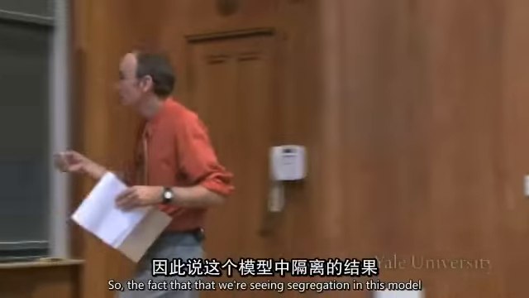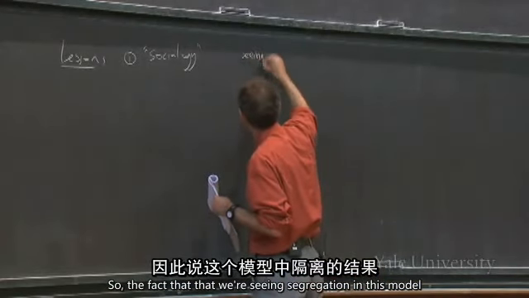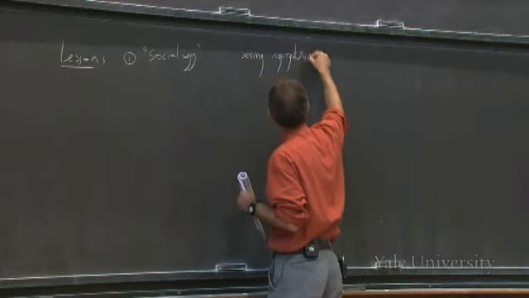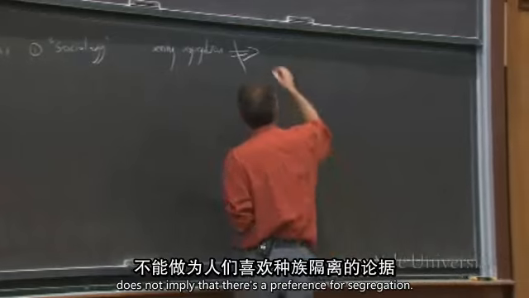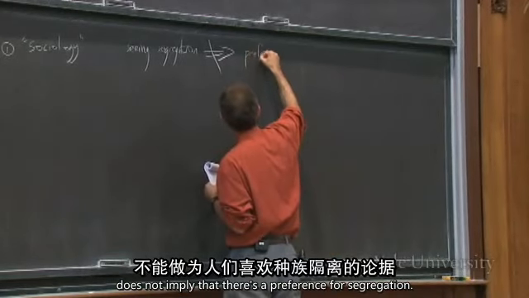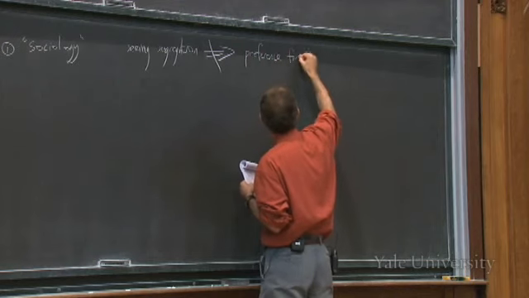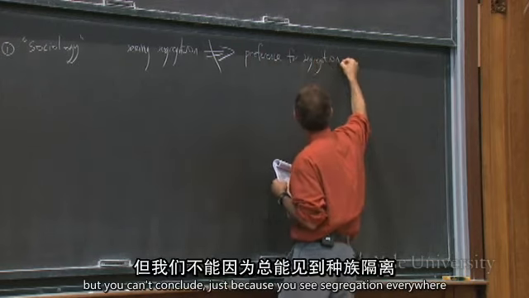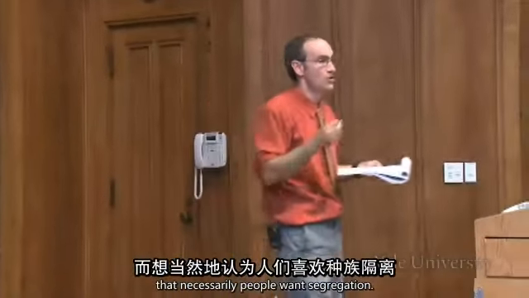All right? So the fact that we're seeing segregation in this model does not imply that there's a preference for segregation. It doesn't rule it out, of course. But you can't conclude, just because you see segregation everywhere, that necessarily people want segregation.